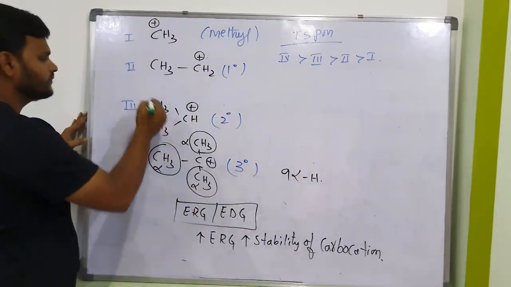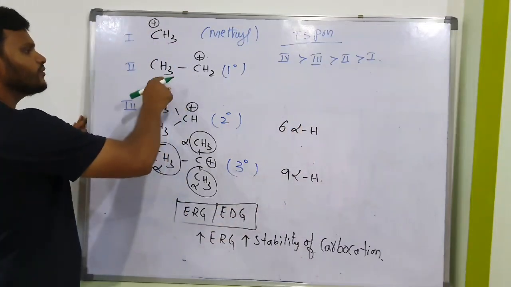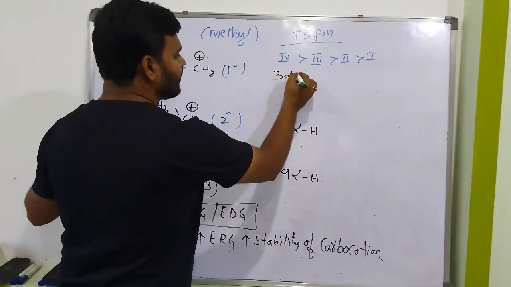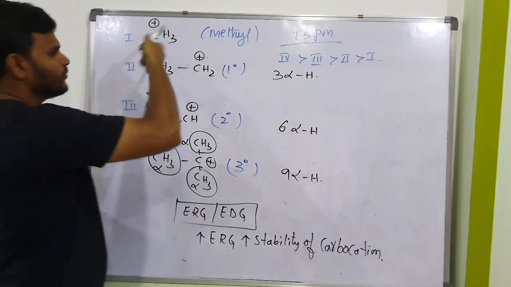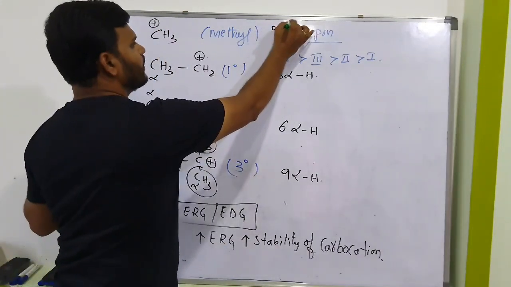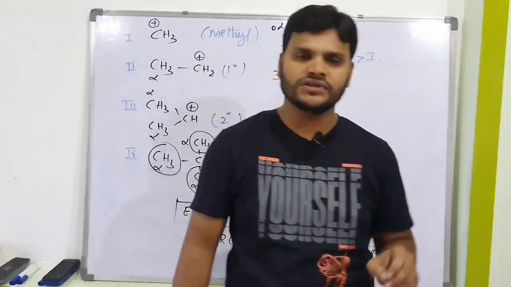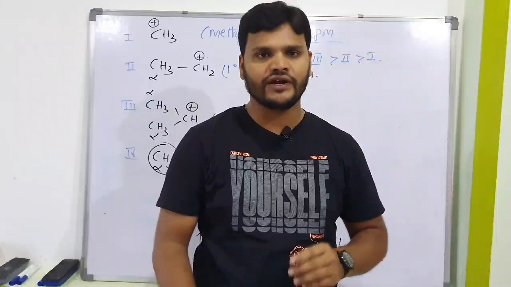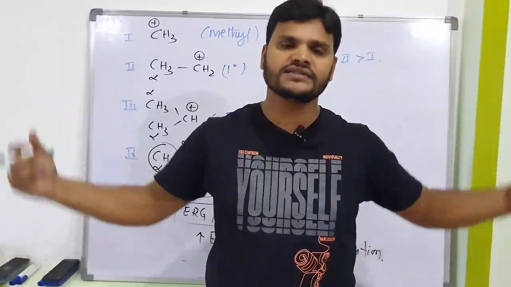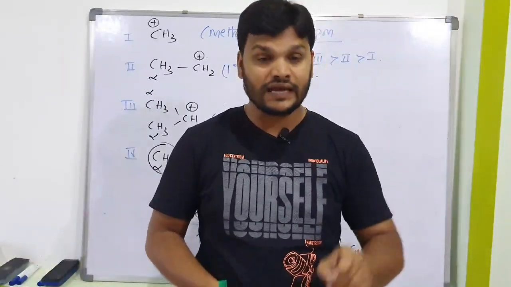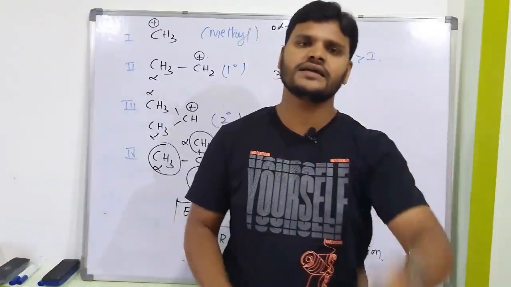What about this one? This is alpha. Total how many alpha hydrogens? 6 alpha hydrogens. When it comes to this one, it acts as alpha. Here how many alpha hydrogens? 3 alpha hydrogens. What about this one? There is no link, that indicates no alpha, 0 alpha hydrogens. So what does the hyperconjugation concept explain? According to the hyperconjugation concept, increasing the number of alpha hydrogens increases the number of hyperconjugated structures. That means increased stability. So ultimately what I want to say is, if alpha hydrogens increase, stability increases.